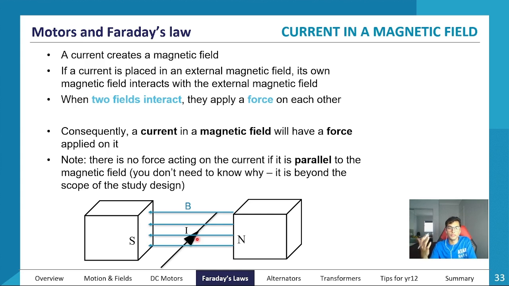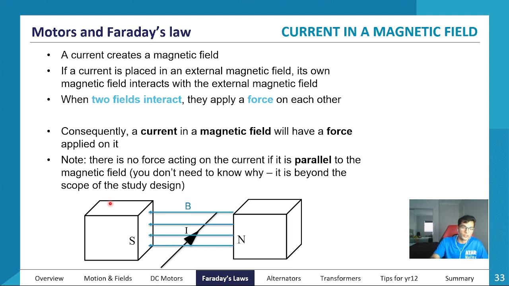And what do we know when two fields interact with each other? They will create a force, right? So we have one field, which is the magnetic field being created by the current, and we have another magnetic field, which is the magnetic field of the north going to south. So if you were to draw the arrows, it would be something like this. Since there are two fields interacting with each other, there will be a force.